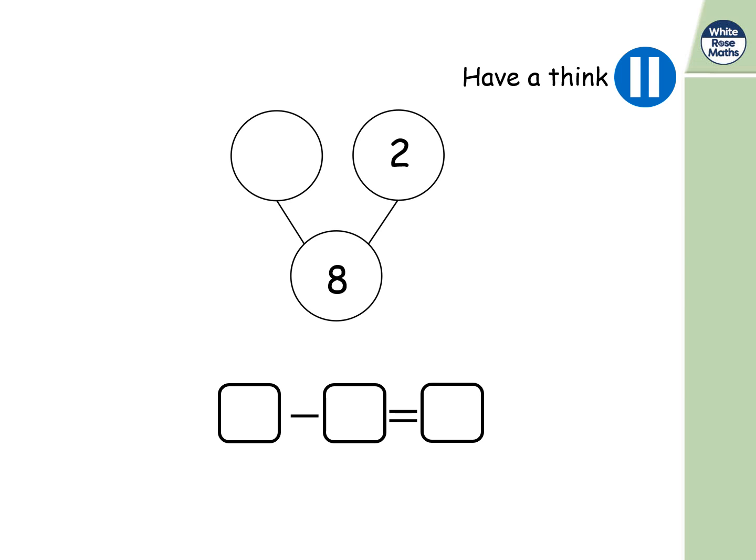Great. Well, we can see in the part-whole model that the whole amount is 8, so we begin with 8. And then, if we subtract one of the parts, well, the only part we can see is 2. And we know that 8 subtract 2 is 6. So 8 subtract 2 equals 6. There, we filled them all in. Fantastic job.